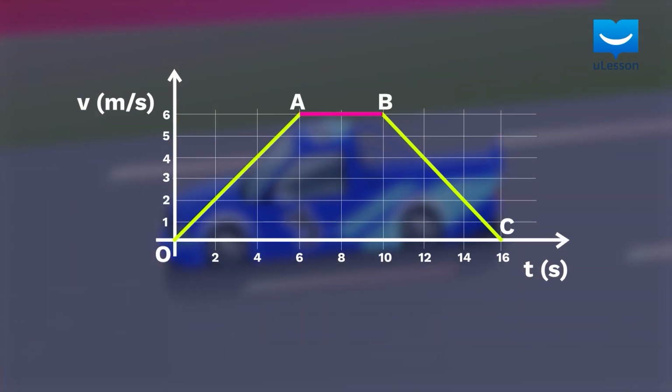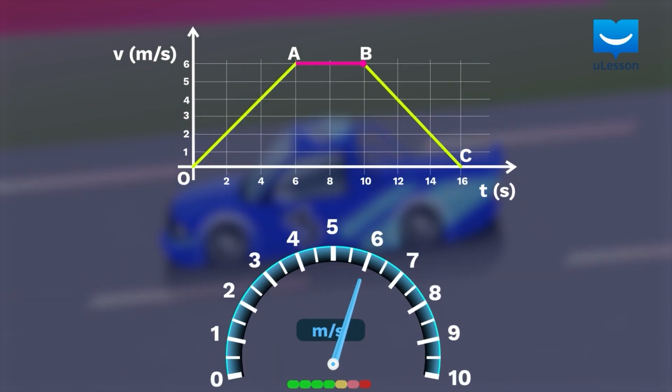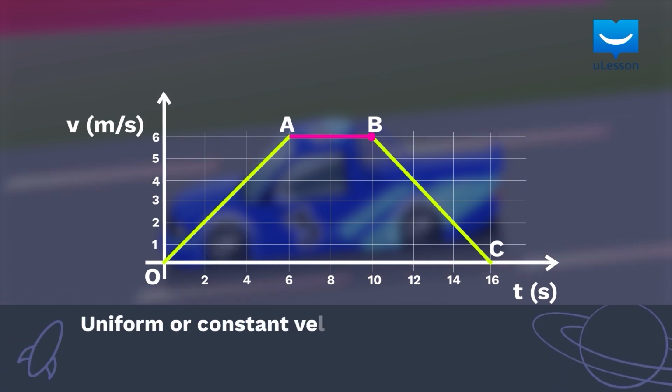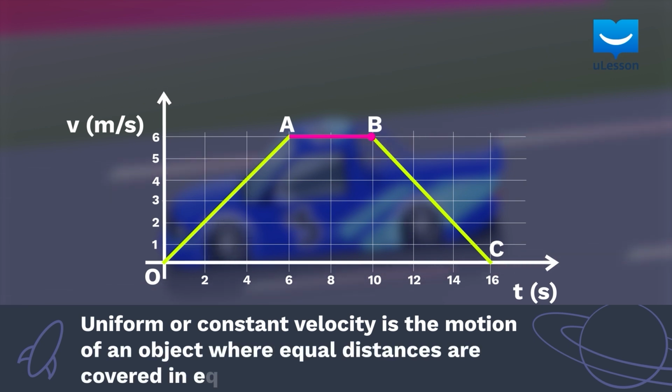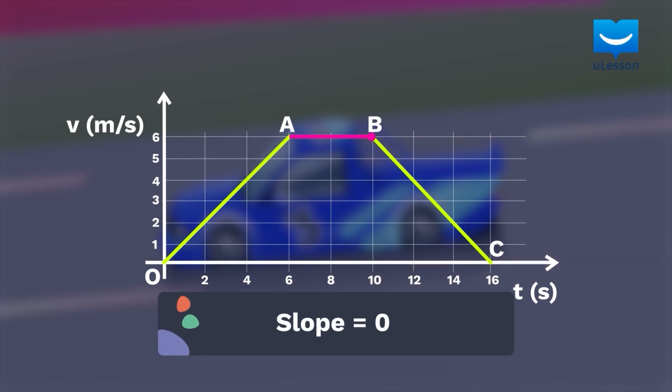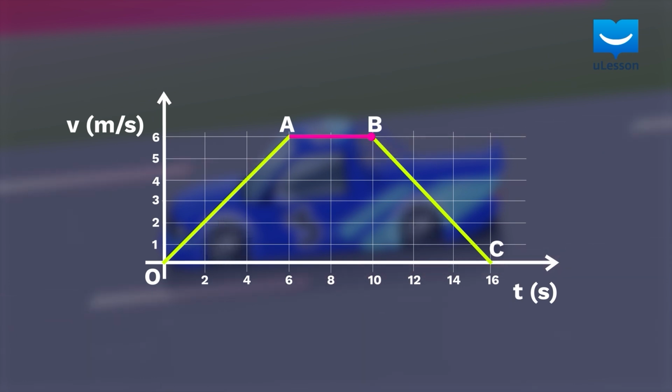Let's move on to the second part of the graph, the plateau. From A to B on your screen, you will notice that the velocity is neither increasing nor decreasing. That means it is just constant. We can say the body is undergoing uniform or constant velocity. We define this as the motion of an object where equal distances are covered in equal time intervals. This is the part of our velocity time graph that is a straight line parallel to the time axis. Here, the slope of the graph is 0, therefore the acceleration is 0 and the velocity does not change.